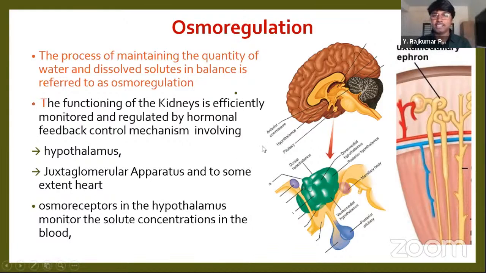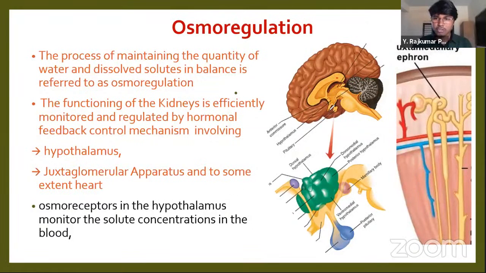The functioning of the kidneys is efficiently monitored and regulated by a hormonal feedback control mechanism, which involves some organs. There are some organs which release certain hormones to control this osmoregulation. They are the hypothalamus and the juxtaglomerular apparatus. To some extent, the heart is also involved in osmoregulation. You can see the hypothalamus location in the picture on the slide. I have given its location. It is above the pituitary gland.